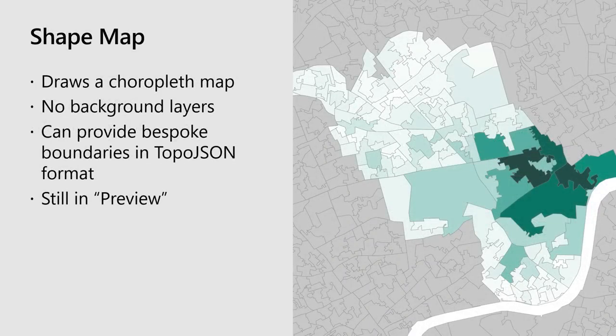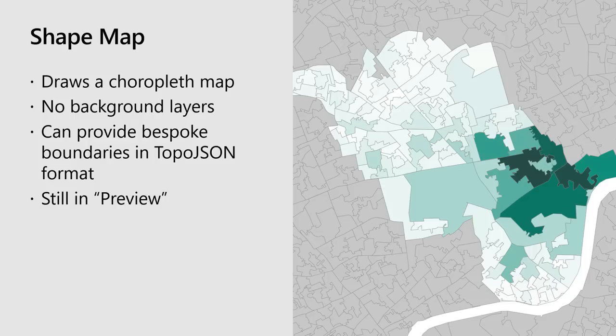And then the next visual is the shape map. So the shape map, similar to the filled map, draws choropleth maps, so filled in boundary data. But the difference here is you don't have the ability to overlay that on top of a normal map. You can still scroll around and zoom in if you want to, but you're not going to get a street map underneath it. But it does have one major advantage, and that's the ability to upload your own bespoke geographies.